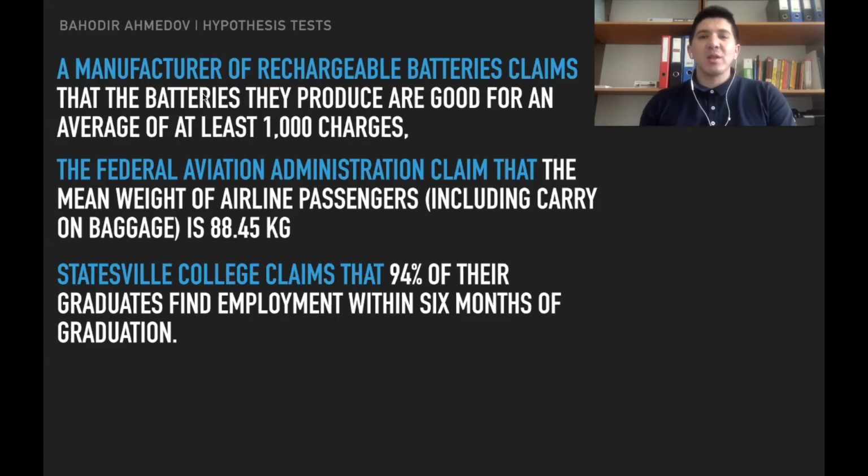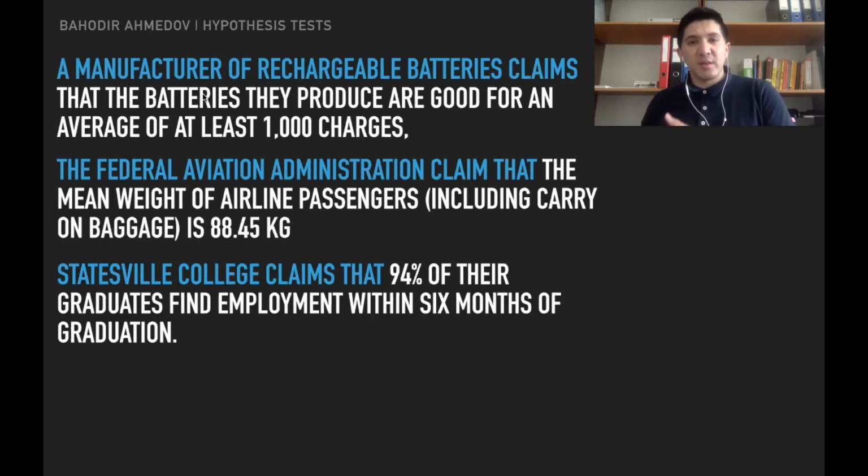When the manufacturer claims that their batteries are good for at least 1,000 charges, it means that they are estimating this number. They don't know this for sure, because it is not possible to track every battery they are selling and count how many times it is charging, right? So they are making some estimation, a point estimation in this case. The Federal Aviation Administration is also making some estimation. Previously, we've learned how to make this kind of estimation. We can create a point estimation, or we can create an interval around this point estimation, which we call a confidence interval.